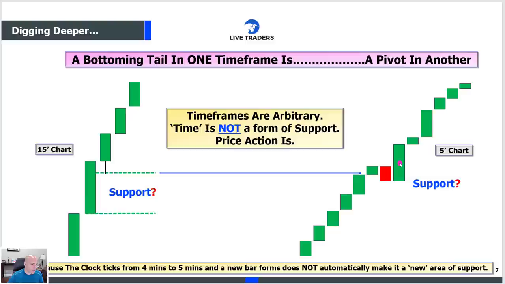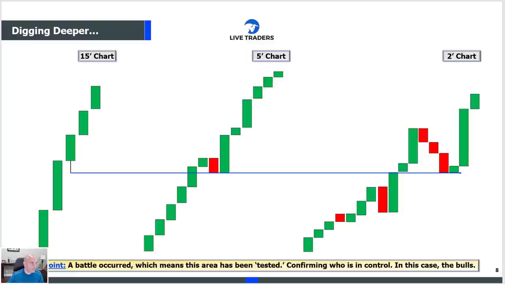Now, let's do it one more time. Take a good look at this. Now we go from a 15 to a 5 to a 2. Here's that same little bottoming tail. Here's that same little minor pivot, I would call it. And all of a sudden, now it's a full-fledged 2-minute buy setup. Key point: a battle occurred, which means this area has been tested, confirming who is in control, in this case the bulls. So it goes back to what the last slide says: a tail in one time frame is a pivot in another.